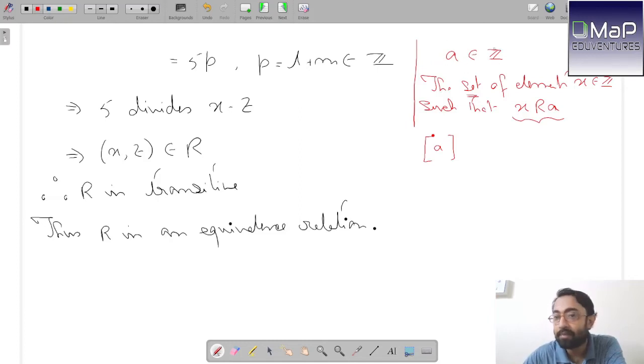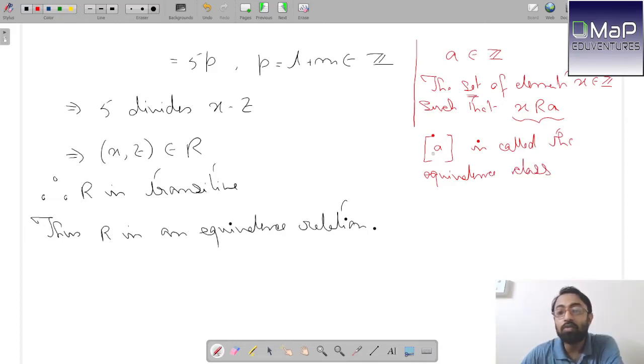Then here that set is denoted by this square bracket of a, because you are considering the element a. And whatever set you get is called the equivalence class. Equivalence class.